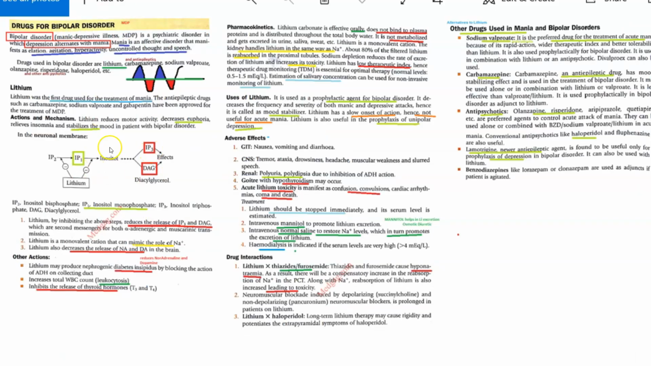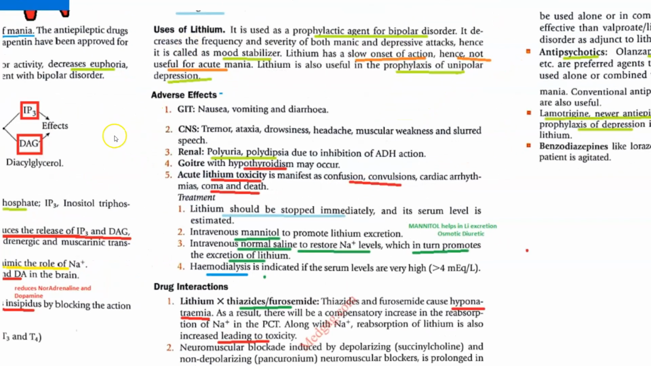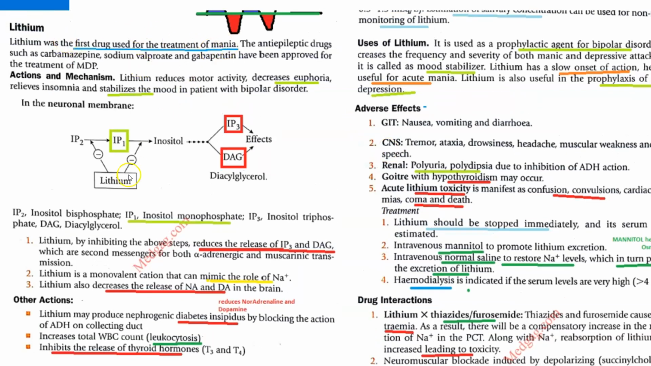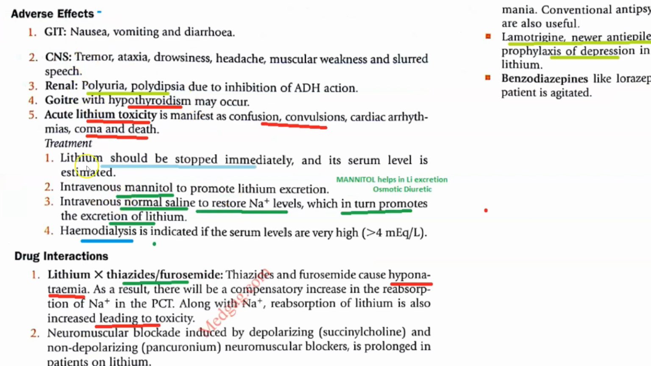See, drugs for bipolar disorder, you have lithium. You've studied all this in your pharmacology. Lithium was the first drug that was used, right? It has a lot of drug interactions with diuretics and it can lead to toxicity also, lithium toxicity. If someone has lithium toxicity, how will you treat? You will stop the lithium, then you will give mannitol to excrete it, then you will give normal saline to restore the sodium levels, right? And hemodialysis also you can do to remove the lithium.